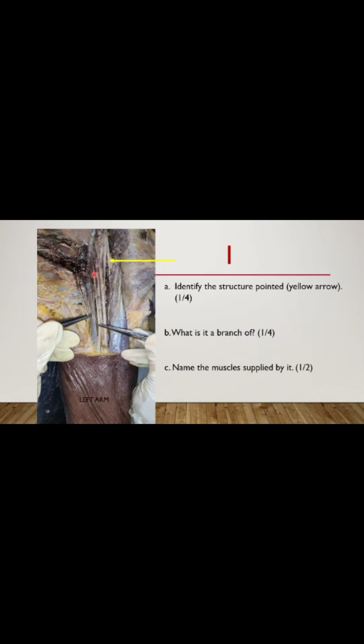We got two answers. That means the pointed structure is the musculocutaneous nerve. So how is it identified? By seeing that it is piercing the coracobrachialis muscle. Now it is a branch of the lateral cord of brachial plexus, that also we have seen. Now we will see what are the other muscles supplied by it.